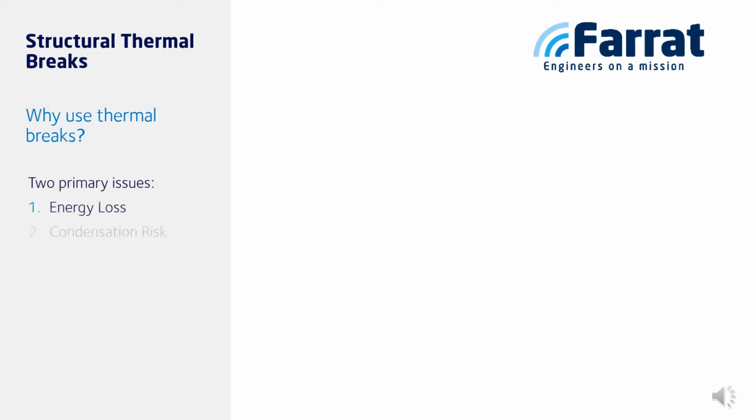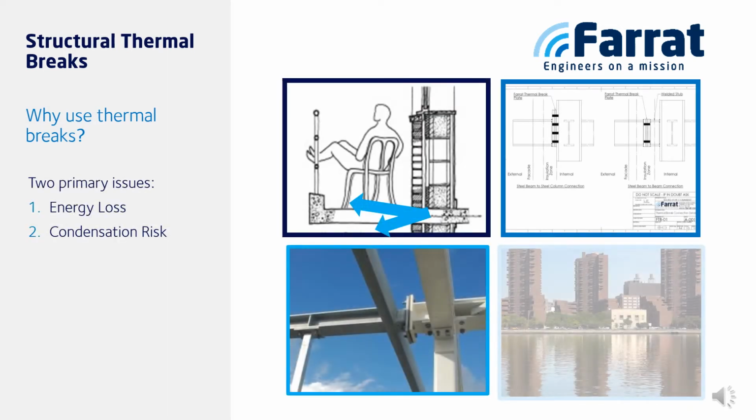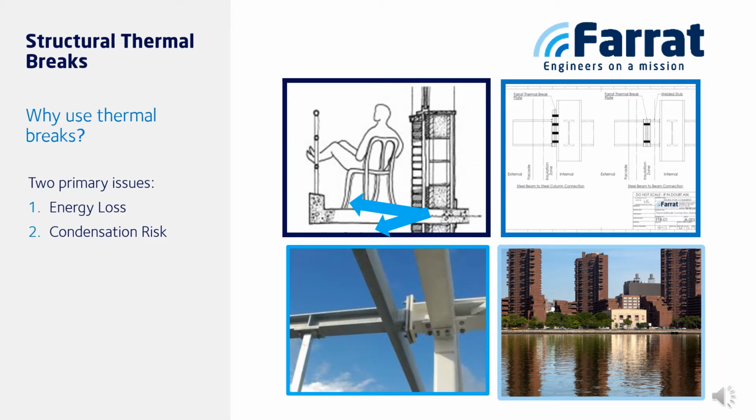Structural thermal breaks are a solution to avoid thermal bridges in building details that pass between spaces of differential temperature, specifically where the thermal break material needs to perform both in transmitting structural loads as well as preventing thermal movement across the connection. The two primary reasons for avoiding thermal bridges are to reduce energy loss and to mitigate against the risk of condensation.